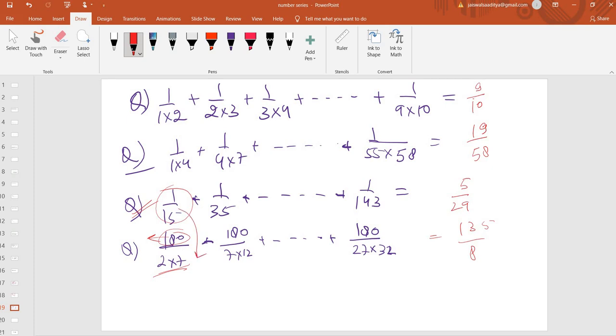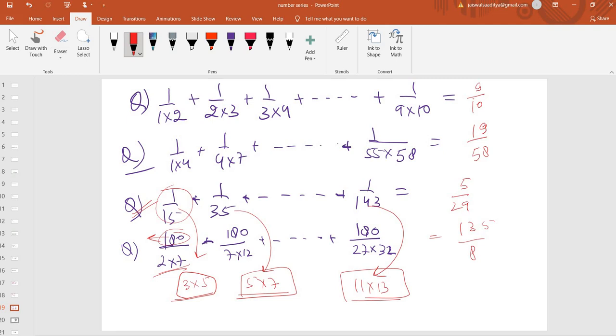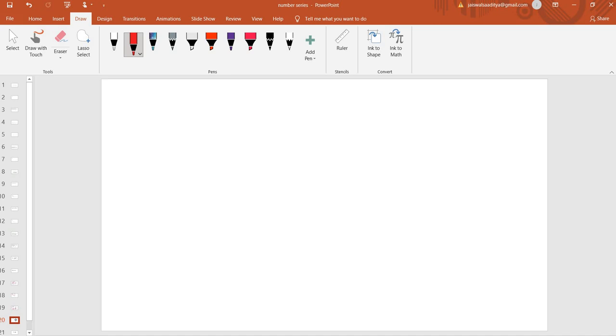So see, 15, what you can do for 15, you can break this into two terms. 3 into 5, again this 35, 5 into 7, like that, at the end 11 into 13. You can see the same thing is happening here also. So nothing is rocket science in this. You just have to implement the formula and you will get the answer very easily. So I will give you one more question.